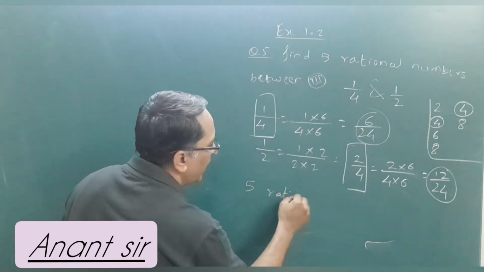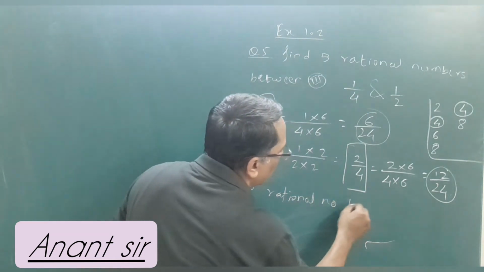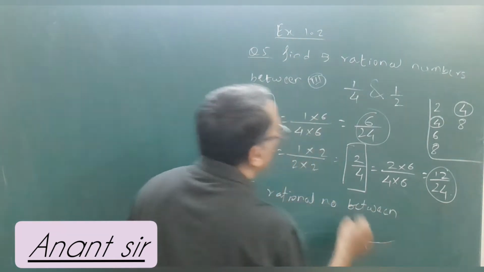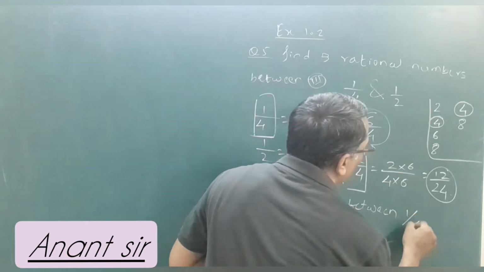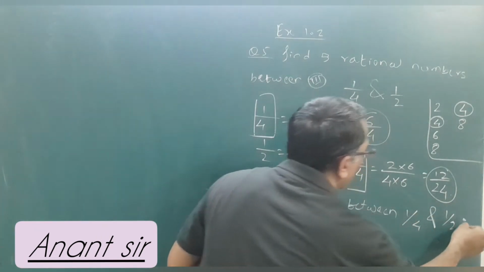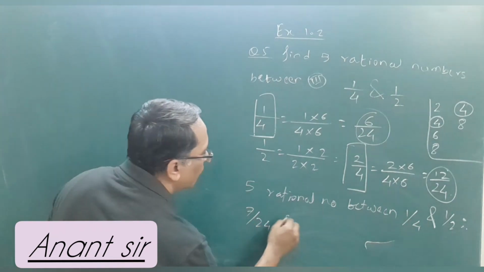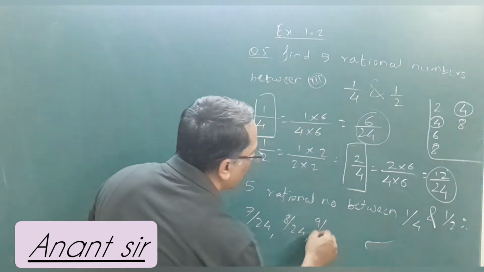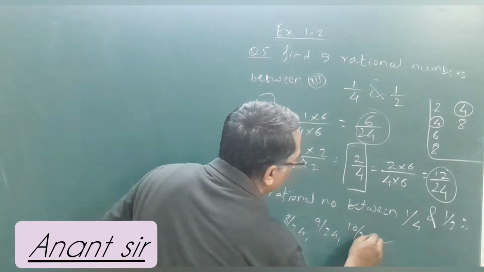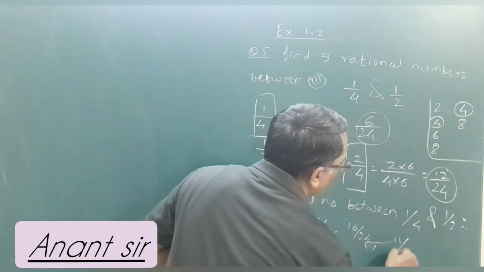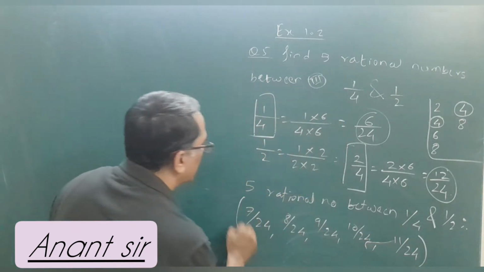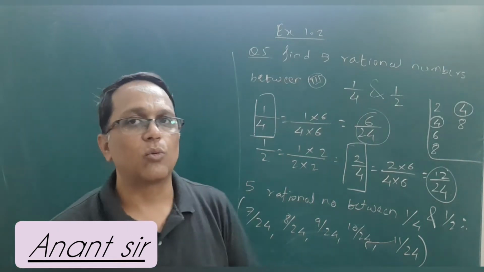So now 5 rational numbers between 1 by 4 and 1 by 2 are, from 6 I can write it, 7 by 24, 8 by 24, 9 by 24, 10 by 24 and 11 by 24. So these are the 5 rational numbers.